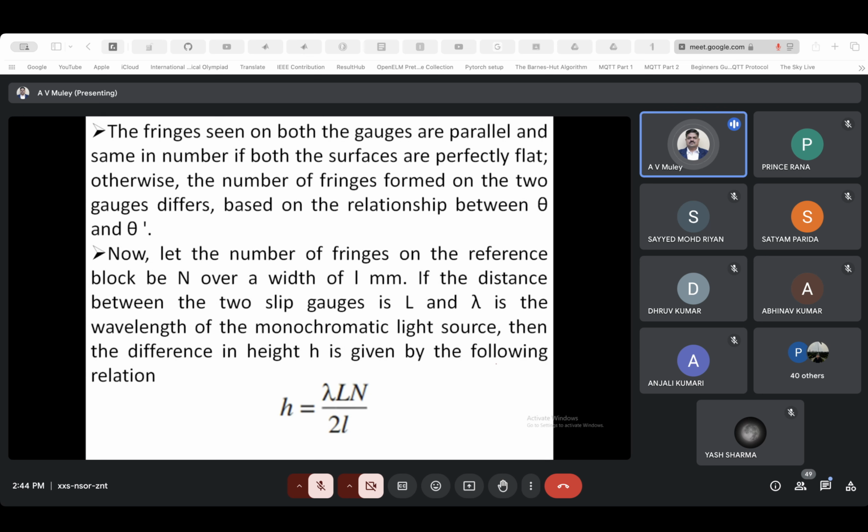The fringes seen on both the gauges are parallel and same in number if both surfaces are perfectly flat. Otherwise, the number of fringes formed on the two gauges differ based on the relationship between the angle theta and theta dash. Now, let the number of fringes on the reference block be n, or a width of say 1 mm. If the distance between the two lines between the two slip gauges is L, and lambda is the wavelength of the monochromatic light source, then the difference in the height h is given by the following relationship over here.